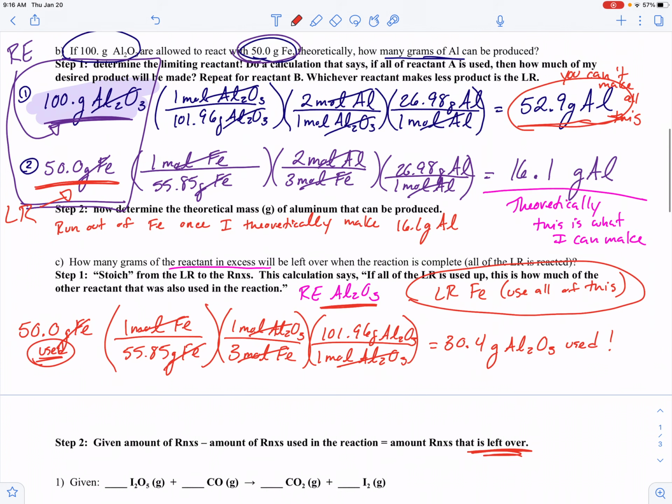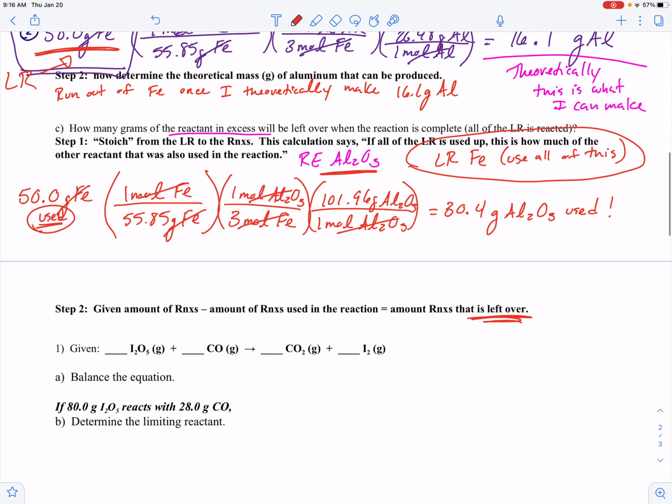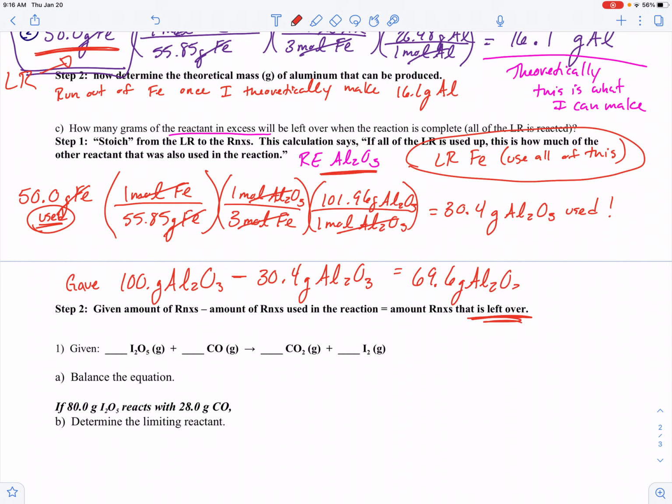So in this case, I'm going to go back up to my original problem. I gave you 100 grams of aluminum oxide. You've used 30.4 grams of aluminum oxide. And then if you do the math, you'll see that you have 69.6 grams of aluminum oxide left over. And then technically, if we're doing sig figs, you get no places after the decimal, so I would round it to 70 grams of aluminum oxide left over.